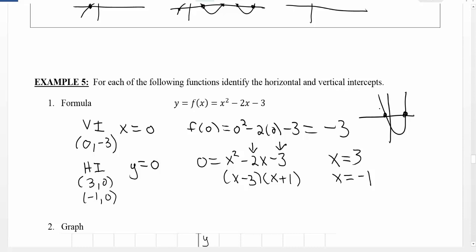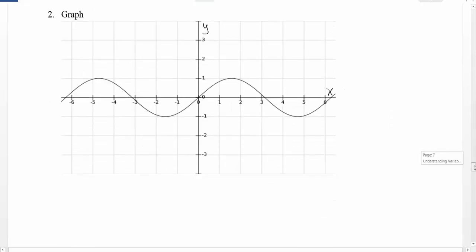If we want to do this based on a graph, we would take the picture of our graph and we'd look for the places where our intercepts happen. So again, we'll start with the vertical intercept. The vertical intercept is what happens when x equals 0. So we're looking on the vertical line and we see that it intersects at 0, 0. Again, a vertical intercept can happen one time or no times, but here it happens once.